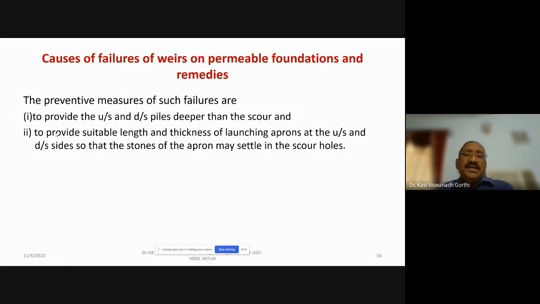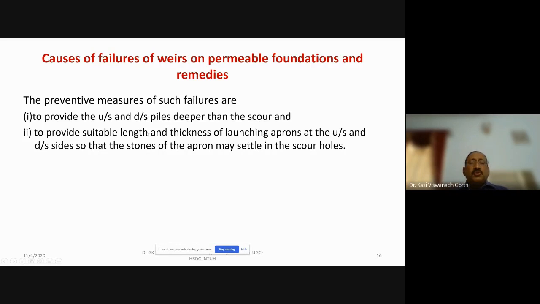The preventive measure for this type of failure would be to provide the upstream and downstream piles deeper than the scour. So if the scour depth is taken, you need to provide the upstream cutoff as well as the downstream cutoff, the sheet piles. The depth of those cutoffs must be more than the depth of the scour.